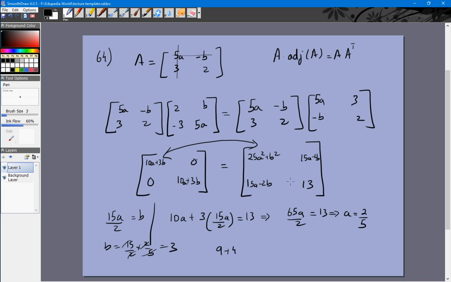25a squared will be 5a whole squared, that is 2 whole squared, or 4, plus b squared will be 9. So if this equation wasn't satisfied, there would really not be any solution, but this is also satisfied. So the solution is a is 2 by 5 and b is 3, and we are asked the value of 5a plus b. So 5a plus b comes out to be 2 plus 3, which is 5. So the answer will be option 2, which is 5.